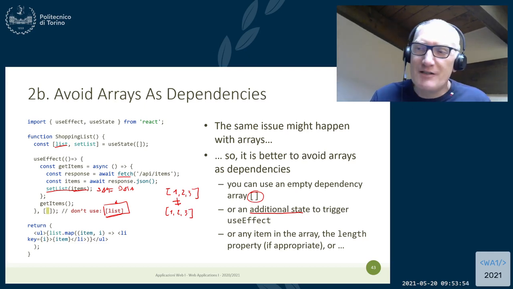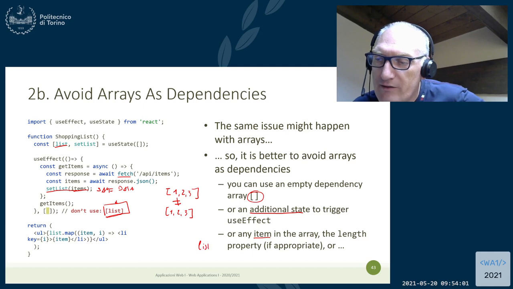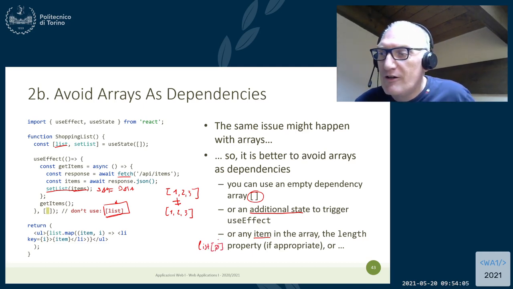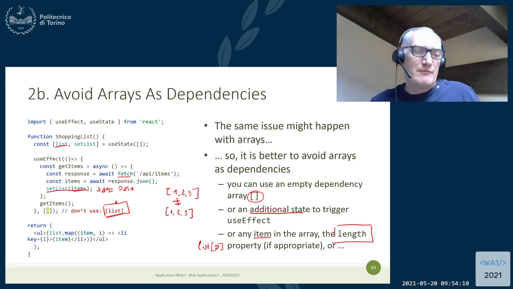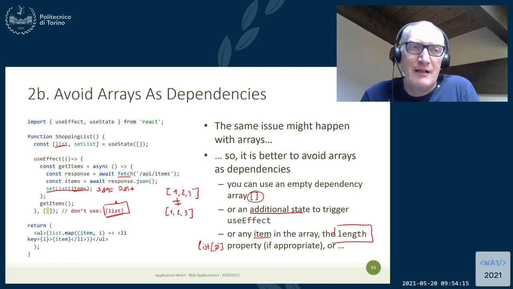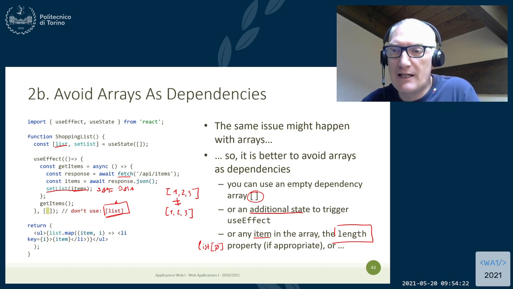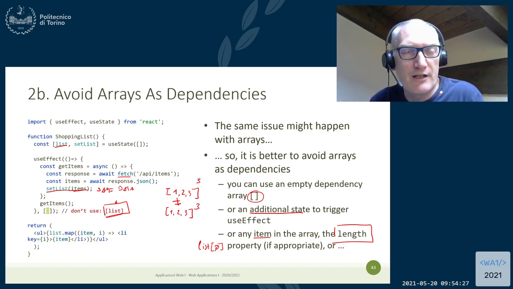Or in some cases, you can also depend on some individual items in the array. So if you have list[0], for example, it would work, but of course it would be just a special case. Or in some cases you may use some property, maybe the length of the array. So if the only modifications that you are considering are adding or deleting an element, this modification will change the length, and this is just a number that is compared correctly. So this length will be 3 and the other length will be 3. And so I stop the execution of the effect.